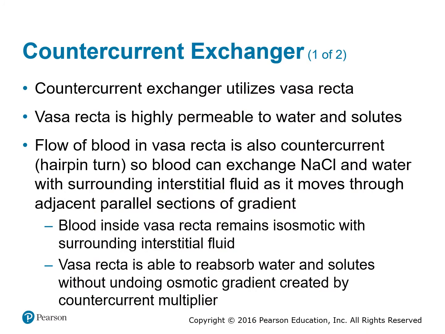The countercurrent exchanger utilizes the vasa recta, which is highly permeable to water and solutes. The flow of blood in the vasa recta is also countercurrent, so it's a hairpin turn. Blood can exchange sodium chloride and water with its surrounding interstitial fluid as it moves through the adjacent parallel sections of the gradient. Blood inside the vasa recta remains isoosmotic with the surrounding interstitial fluid. So the vasa recta is able to reabsorb water and solutes without undoing the osmotic gradient created by the countercurrent multiplier.